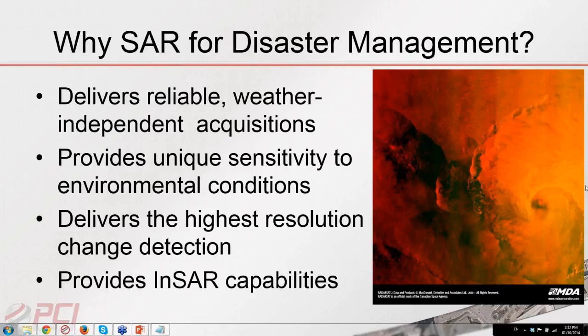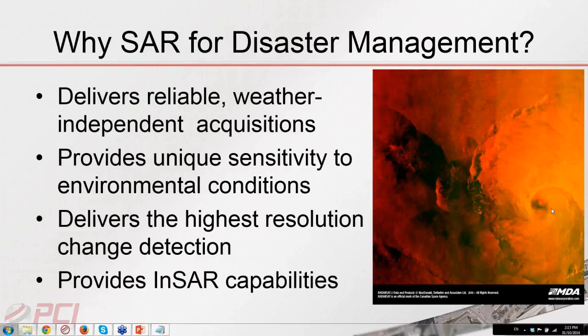For those that maybe aren't as familiar with SAR, or synthetic aperture radar, which is what the RADARSAT-2 satellite is, there are four primary benefits, I think, that apply to the disaster management community. The first is being able to deliver reliable weather-independent acquisitions. Where SAR differs from your more traditional optical satellites is that it's what's considered an active remote sensing technology, in that the satellite has its own source of illumination, which in this case is a microwave source. And so we're sending that signal down to the Earth. It's bouncing off the surface of the Earth and coming back to the satellite.